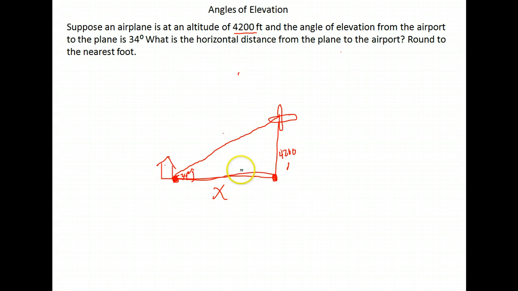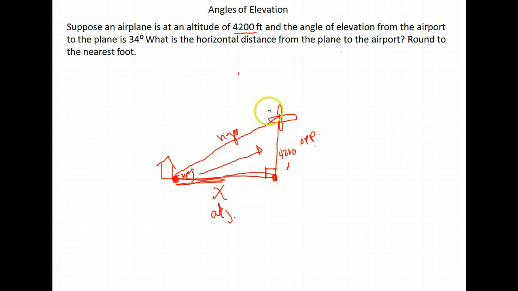So you look at the sides of the triangle you have. Here's my right angle, so this would be my hypotenuse. I don't know anything about my hypotenuse. I have this side, which for my angle is the opposite side. And for this angle, the part I'm looking for is the side adjacent to it. So I have opposite and adjacent.